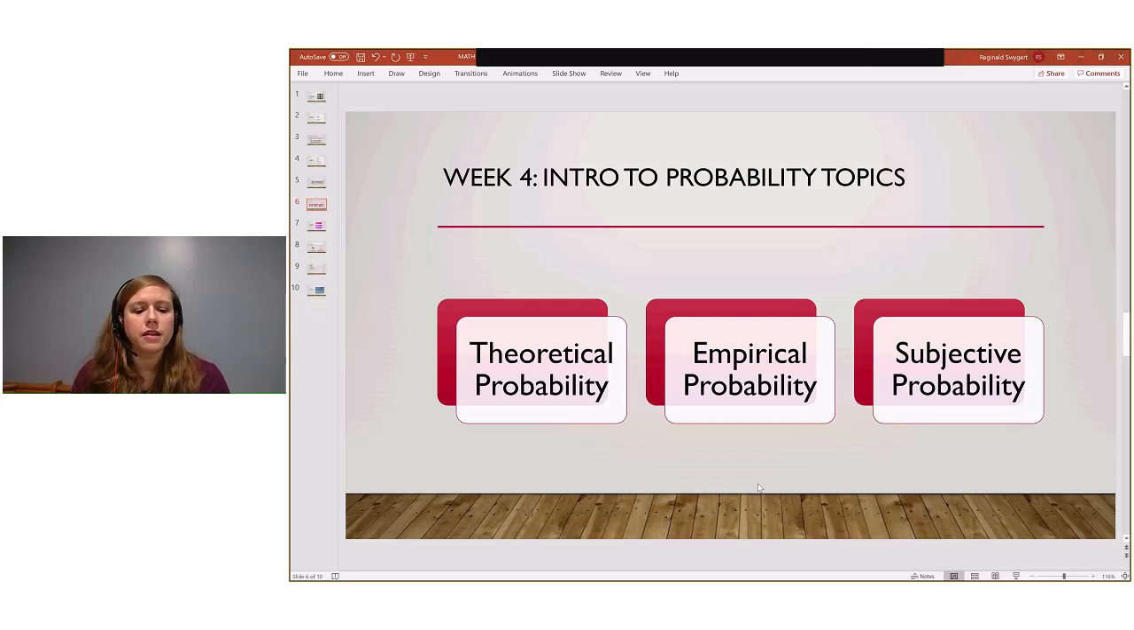Theoretical is saying, based on the theory of just what the coin looks like, what the setup of the coin is, this is what should happen. So if I flip a coin, there's a 1 out of 2 chance that I'm going to get tails. There's a 1 out of 2 chance that I'm going to get heads, right? Because that's the way it's set up. That's theoretical probability, okay? That's classical probability.